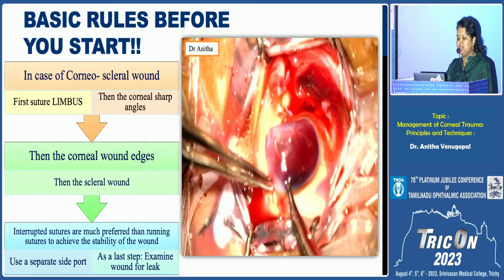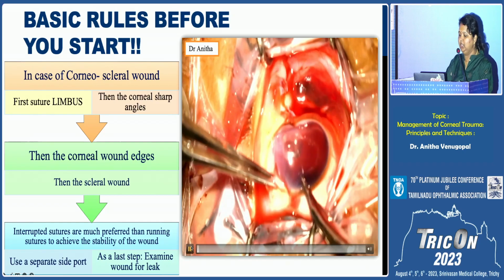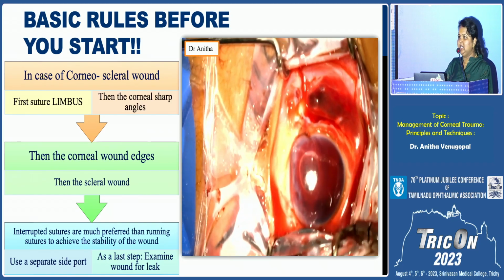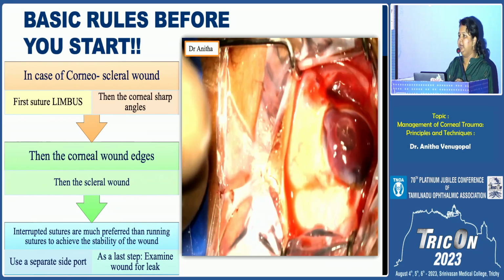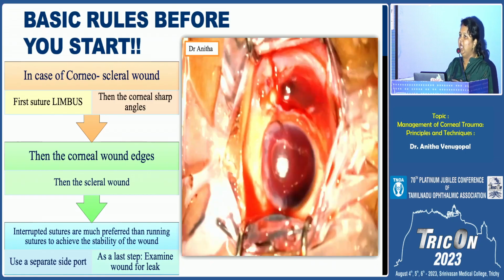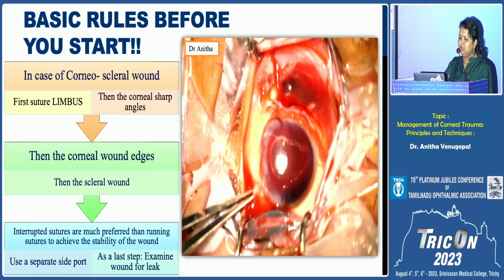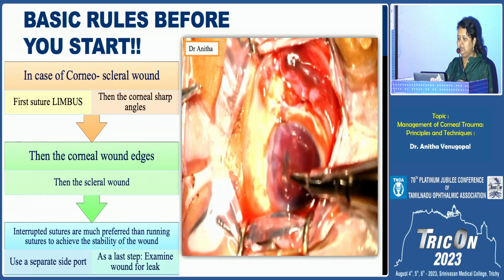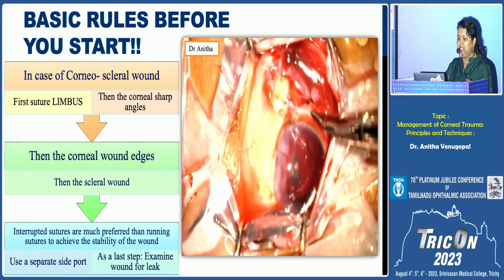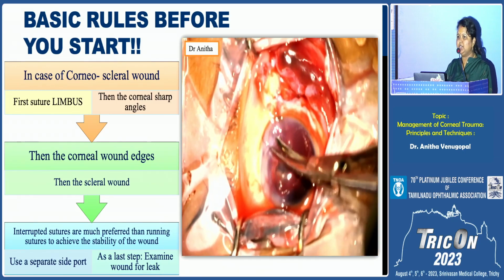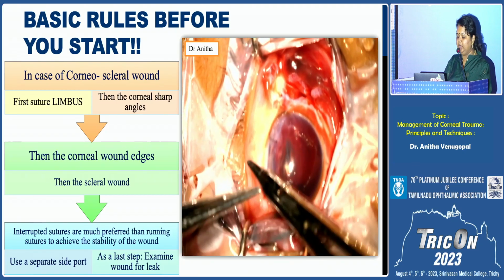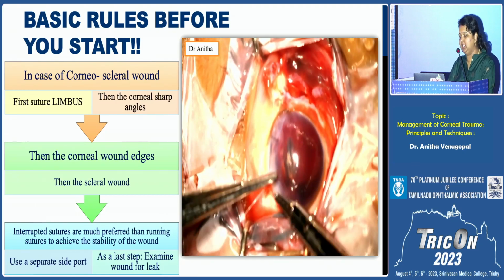And the basic rules to start with include: if it is a corneoscleral wound, the limbal wound is repaired first, because the limbal palisades will give you a visual clue for the precise approximation of the other tear edges. Hence the first suture is applied at the limbus with the nylon, and then the corneal sharp angles are sutured, and the rest of the tear edges get opposed automatically, and then if required, suturing is done. And then the scleral wound: interrupted sutures are always preferred over continuous suturing.